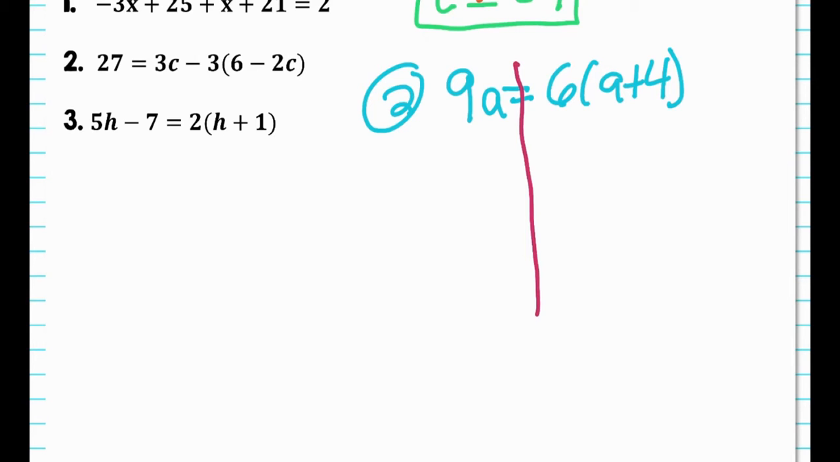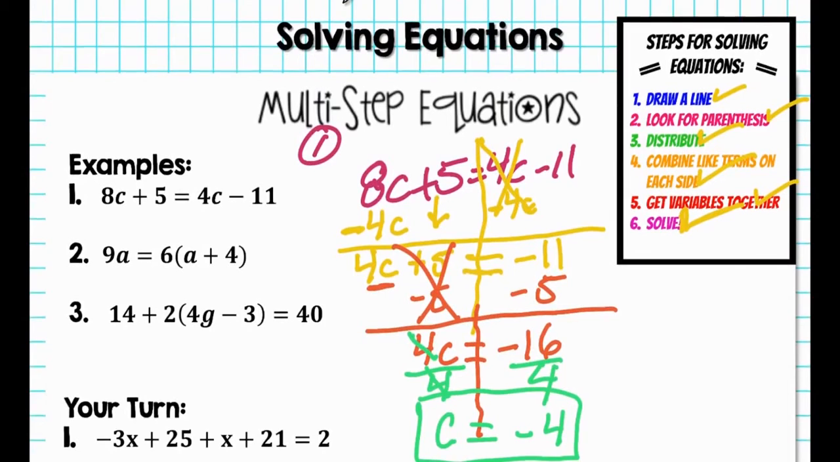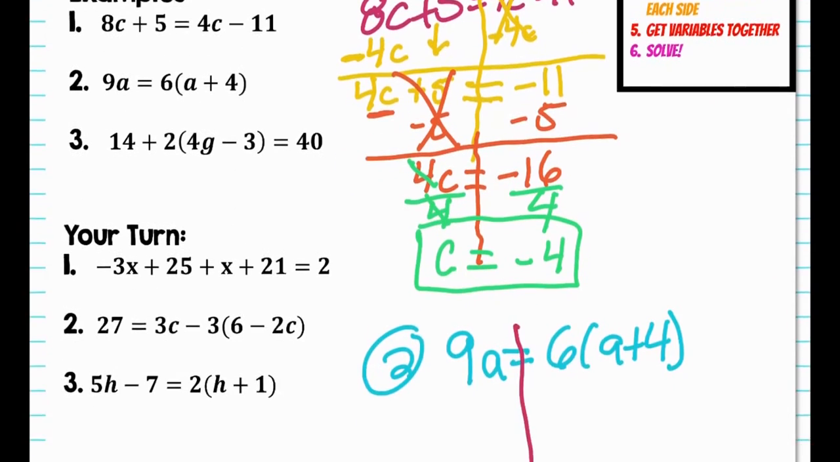Now, I want to follow the steps in my poster. I'm going to have to move back and forth. But the first step is draw your line. Great. We did that. Look for parentheses. Now, do I have them in this problem number 2? Yes, I do. So I'm going to have to distribute. So let's see what that looks like.